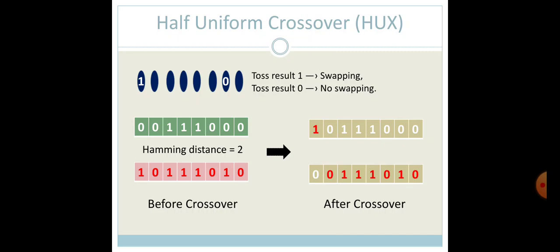In that tossing, suppose one result is 1. If the result of the toss is 1, then we are going to swap the values between the two parent genes. And if the toss result is 0, then there will be no swapping. This is half uniform crossover. Again, just pause the video and understand how it has been done.